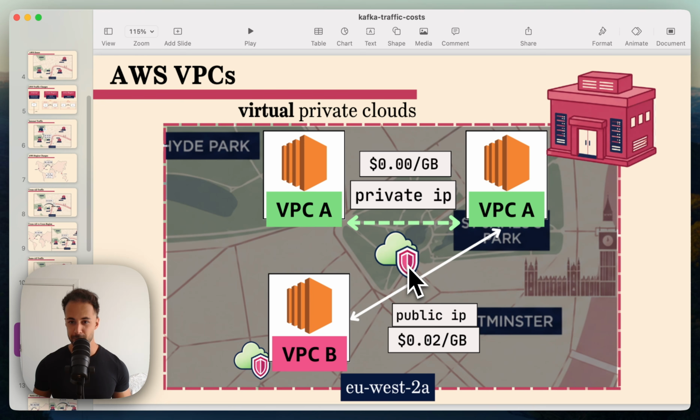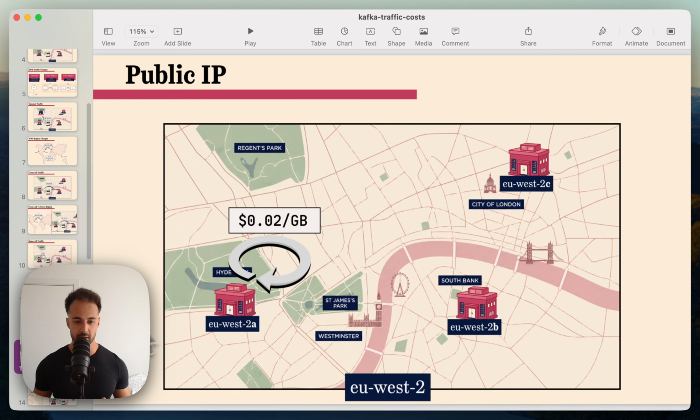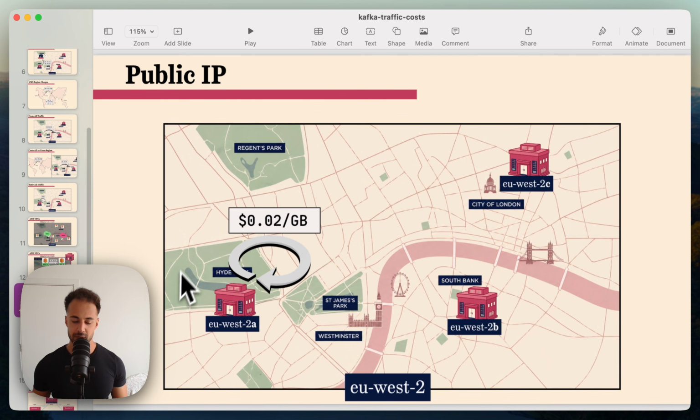But if you're using the public IP, which you would usually do when you're connecting cross VPC, you're going to pay 2 cents a gigabyte. So again, we're reaching this scenario where you're moving data within the same building. The data is not leaving the building. I think AWS has proxies that don't let the data go out and back. It's optimized like that. But you're paying 2 cents a gigabyte.